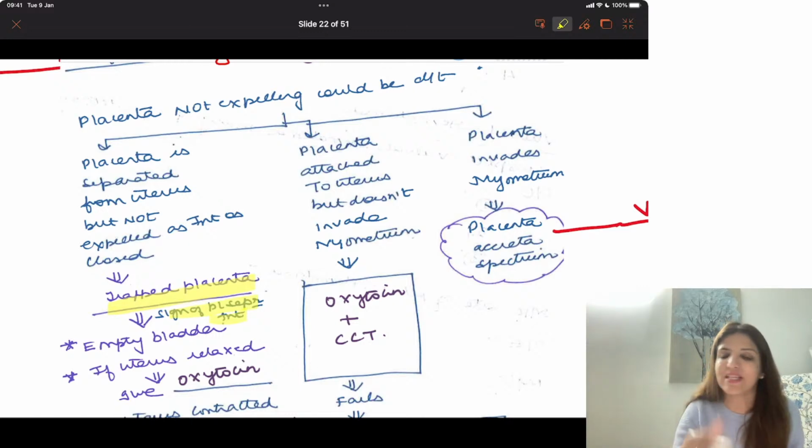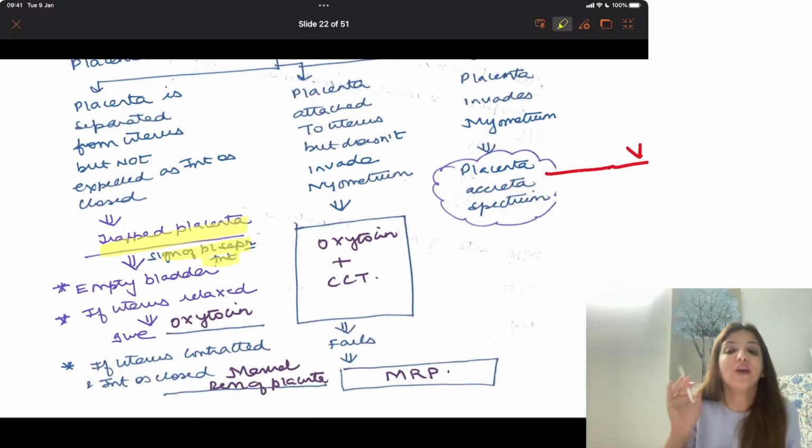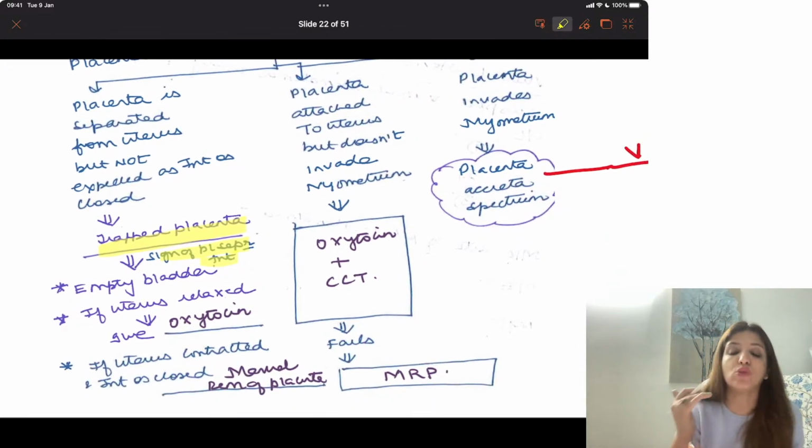So if your question says signs of placental separation are present and the placenta couldn't be delivered, what is the next step? The next step depends upon whether the uterus is relaxed or whether the uterus is contracted. If the uterus is relaxed, I am going to give oxytocin so that the uterus contracts and the trapped placenta delivers out.